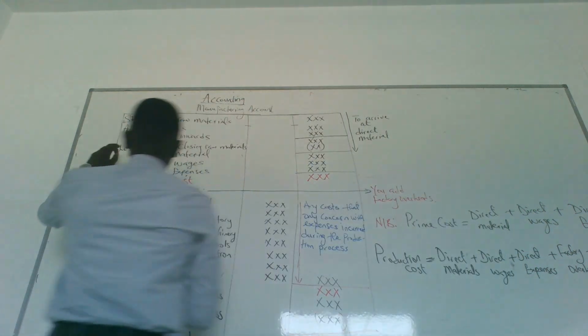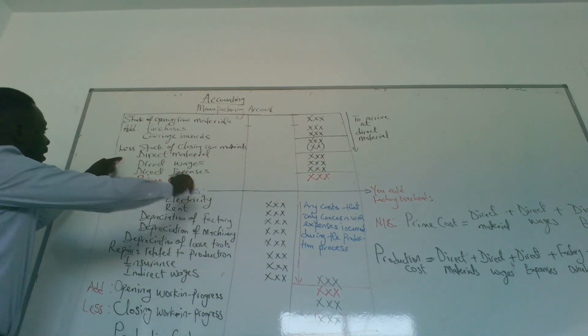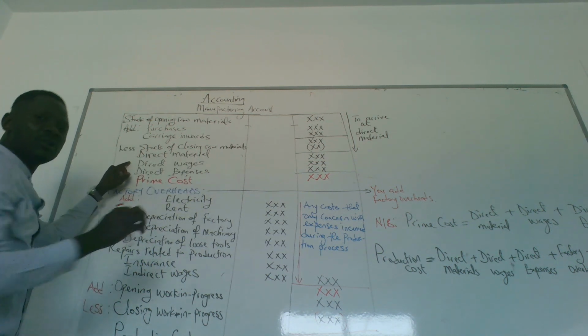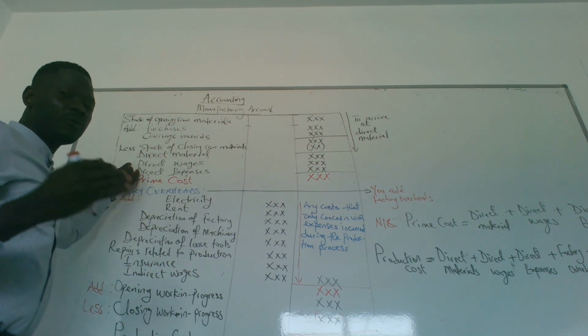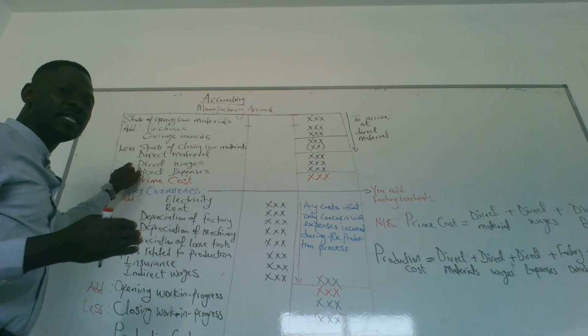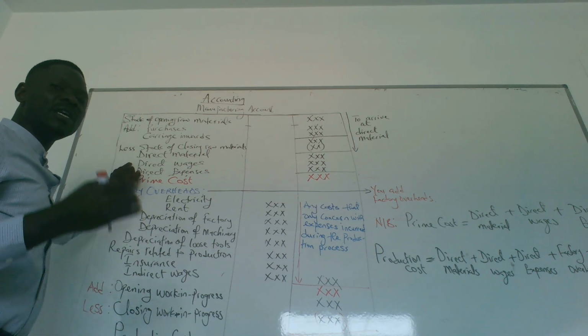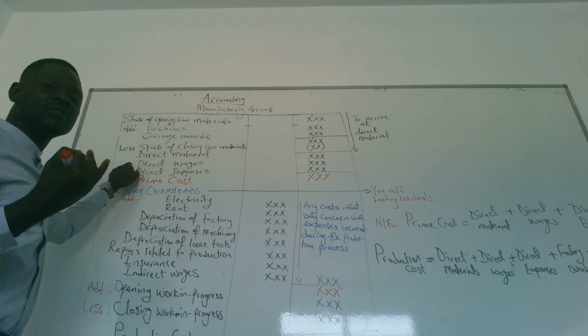You less closing stock of raw materials. Then this will give us direct materials. So for the cost for direct materials, in the manufacturing account, we need to find the prime cost. And for the prime cost, it is direct materials plus direct expenses plus direct wages.